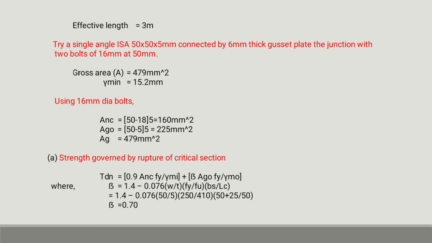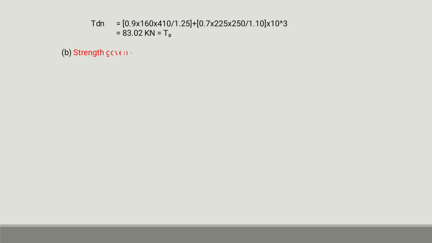We know the formulas. They are in our code book, just copy from that. You know all the values, just apply the values here and you get the answers. So Tdn is equal to 0.9 into 160 into 410 divided by 1.25. So our Tdn answer is 83.02 kilonewton. Then the strength governed by the yielding of gross cross section.